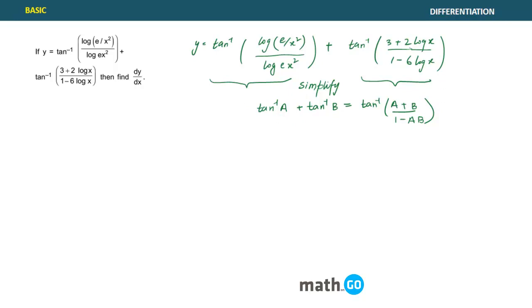So let me take the first function, which is here tan inverse of log e by x square, divided by log e x square, right? In this particular chapter, wherever log is given, we will take log with base e, from now onwards.